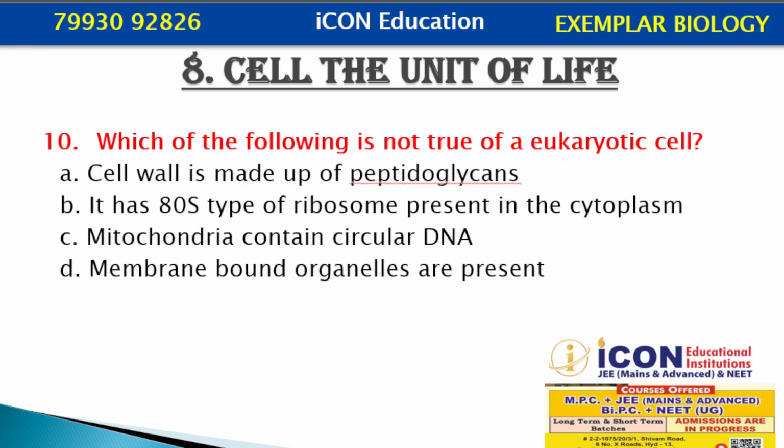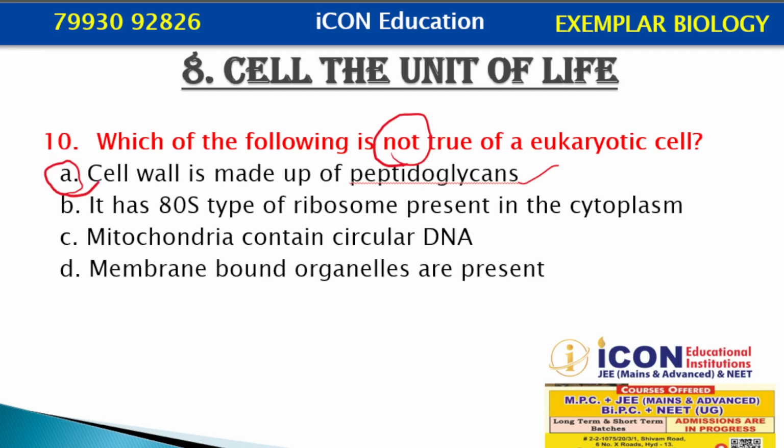Question number 10. Which of the following is not true of eukaryotic cell? We have to find out the incorrect statement, not true. Now, if you look at the first option, cell wall is made up of peptidoglycan. Peptidoglycan is the cell wall composition which is seen in prokaryotes, not in eukaryotes. So option 1A itself is a wrong statement.